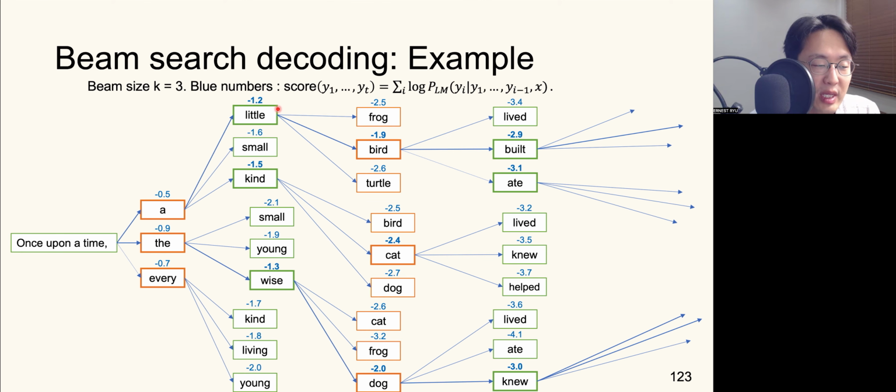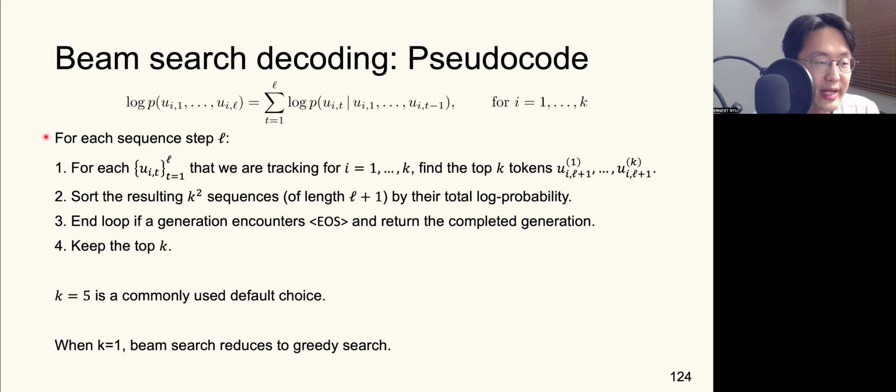And then from each of these beams, we expand to 3 possible choices, and we pick the 3 completions with the highest scores, and we continue on. So here we expand to 3, expand to 3, expand to 3, and this continues on until the beams reach completion. So here's the beam search decoding algorithm described in pseudocode. For each sequence step L, for all of the partial completions that we're tracking, we find the top k next tokens.